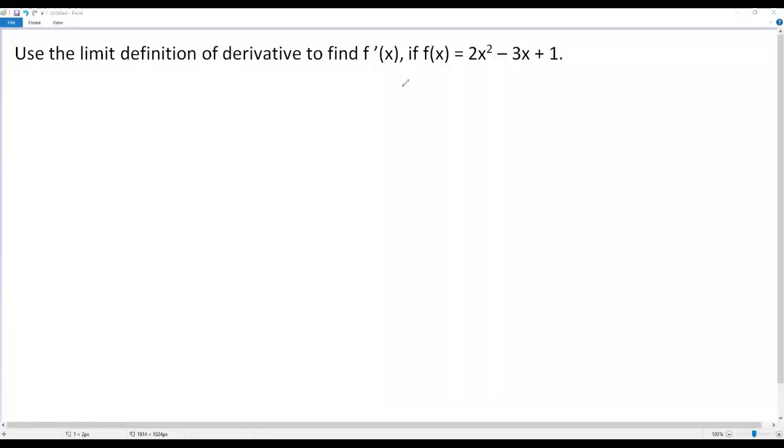Here we have a problem on derivative. Okay, let's go over the question. Use the limit definition of derivative to find f prime of x if f of x equals 2x squared negative 3x positive 1. Okay, first let me write the formula for finding derivative using limit definition.